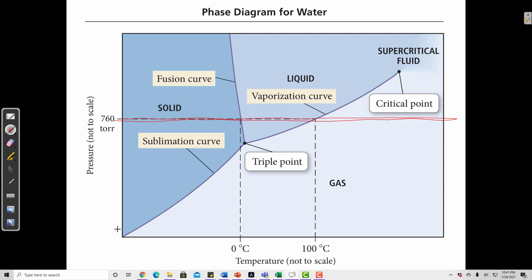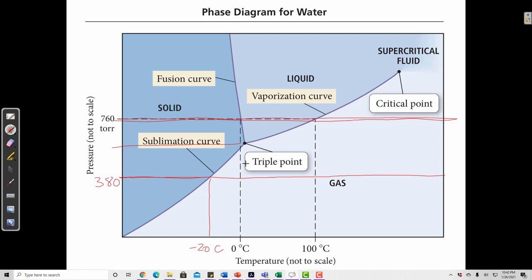one pressure, or maybe at a slightly lower pressure if you live on a mountain. But if we go all the way down to zero pressure, or even if we go just slightly below atmospheric pressure, look what happens. If I'm down here, let's call this 380 torr, about half of atmospheric pressure, I'm solid water until you hit this point, which is, I don't know, maybe negative 20. And at negative 20 degrees C, ice turns into gas.